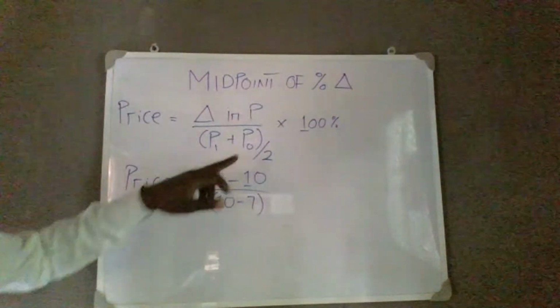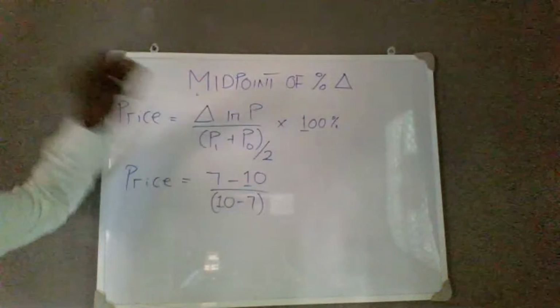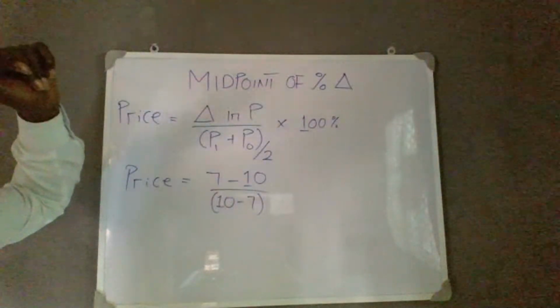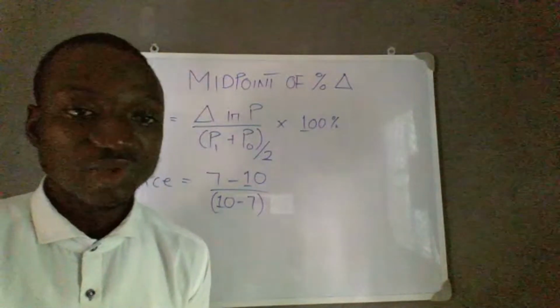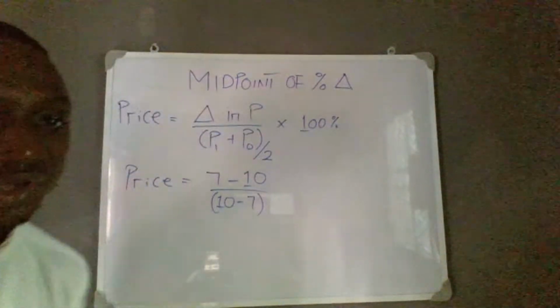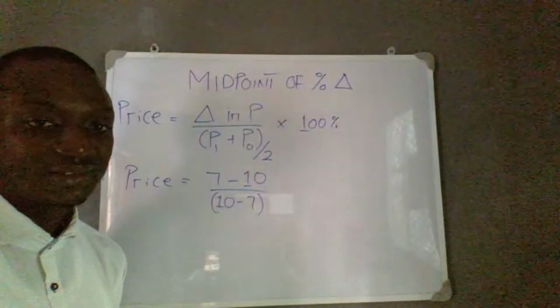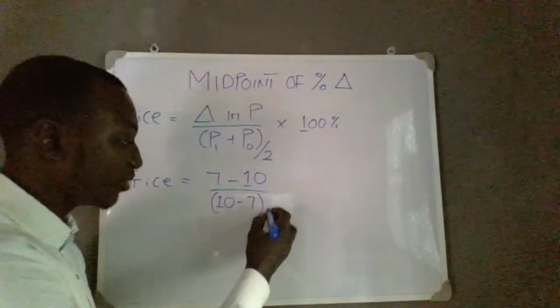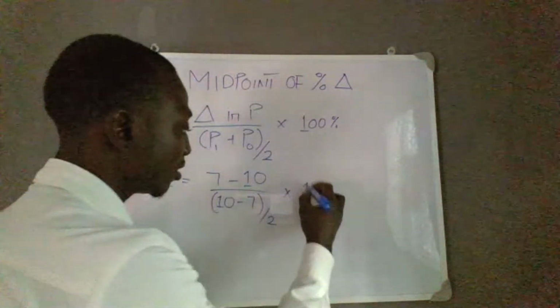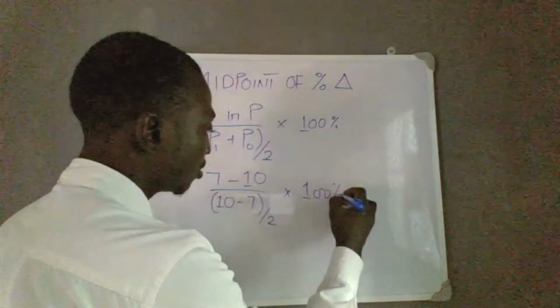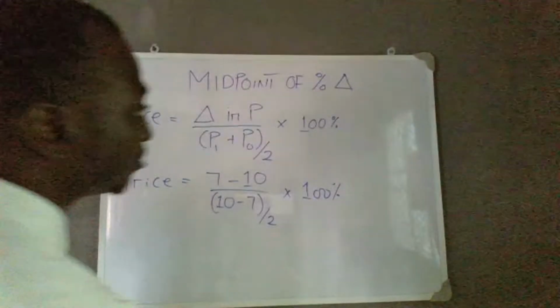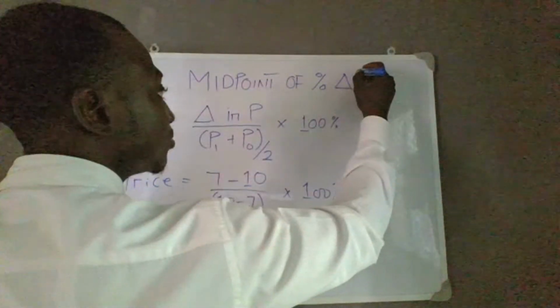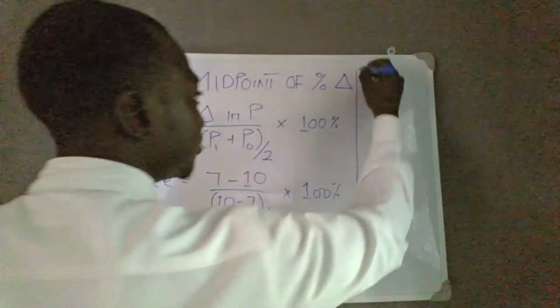So we have the P0, which is the old price, and the new price, which is the P1. So we have that, divided by 2 multiplied by 100. Nevertheless, let me just put it down here so we can understand it better.